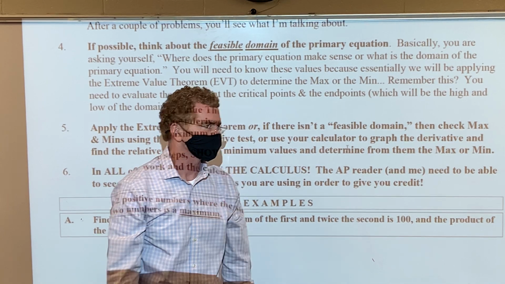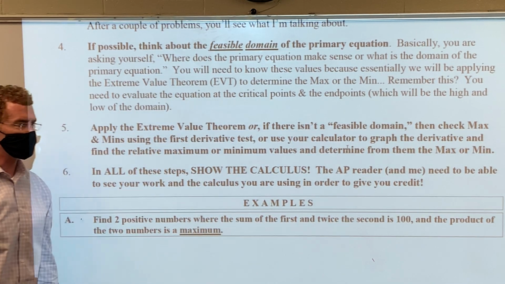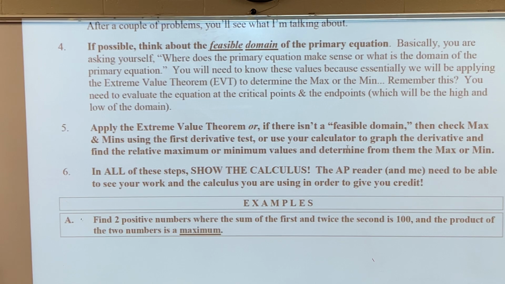Yeah? Is this going to be a calculator test? You'll have part calculator, part not calculator. Okay? At least that's the way I've planned it in the past.